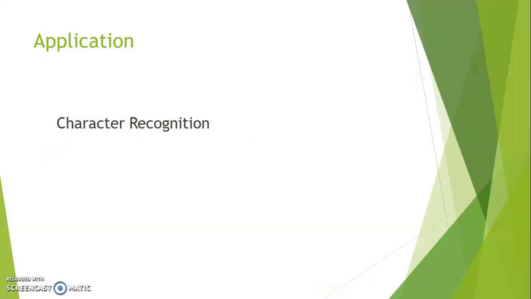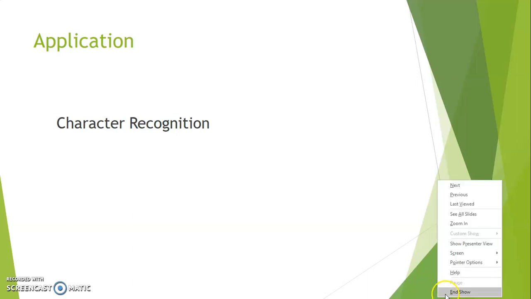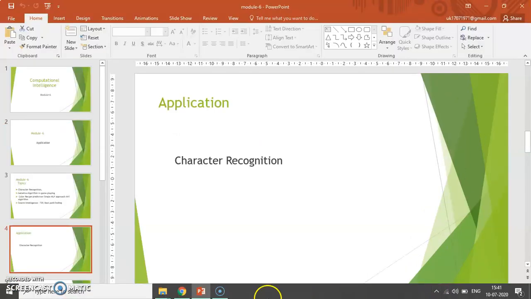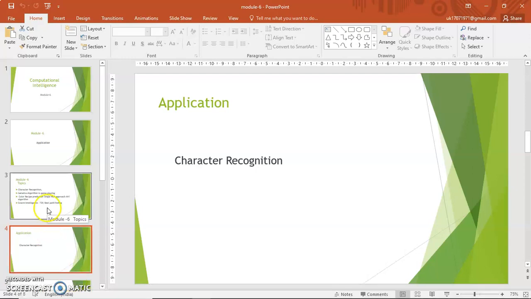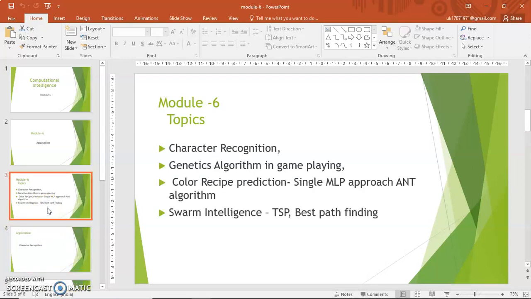Then, in this chapter, we are going to see how one more algorithm, which is nothing but the ant algorithm, is to be put into an application.